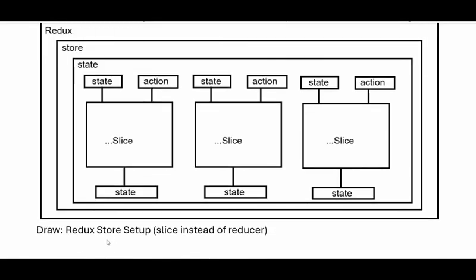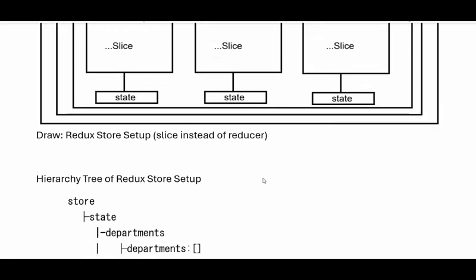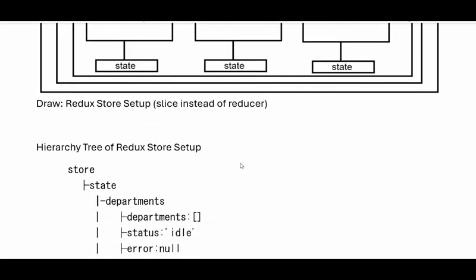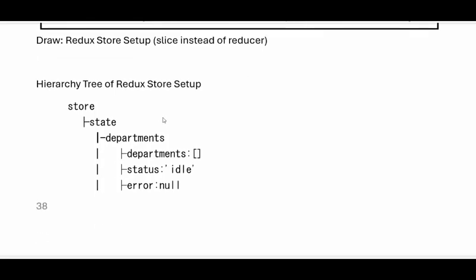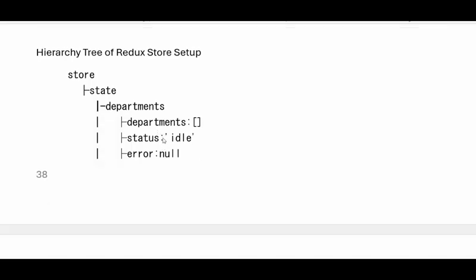The density of words is very high: slice, reducer, state, and all others. It is a big dance of words and naming in some very small part of the knowledge of programming. Redux store setup, slice instead of reducer. And on the basis of that drawing, here is a hierarchy tree of the Redux store setup.